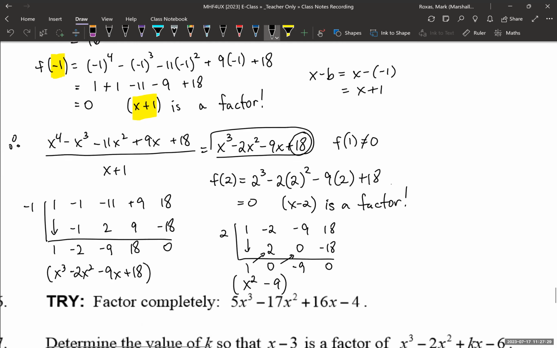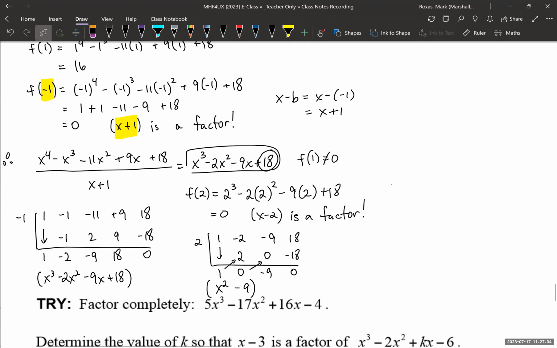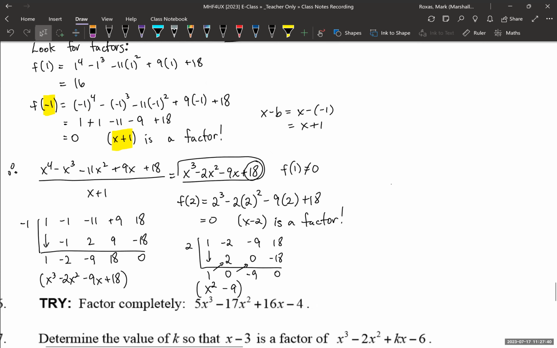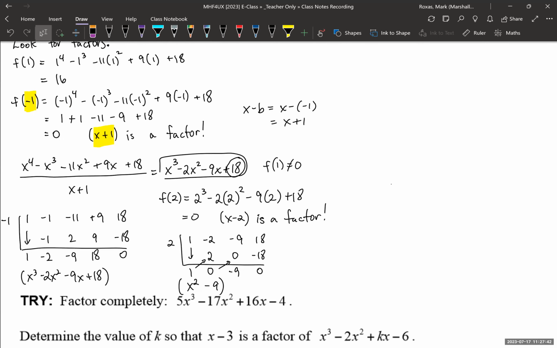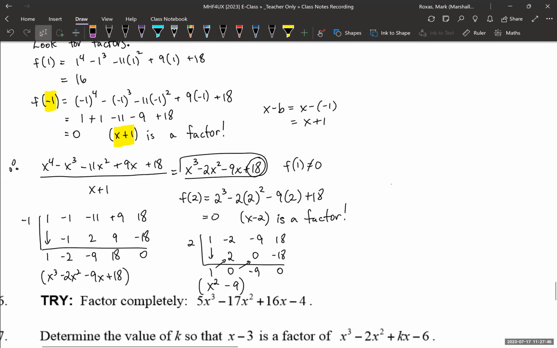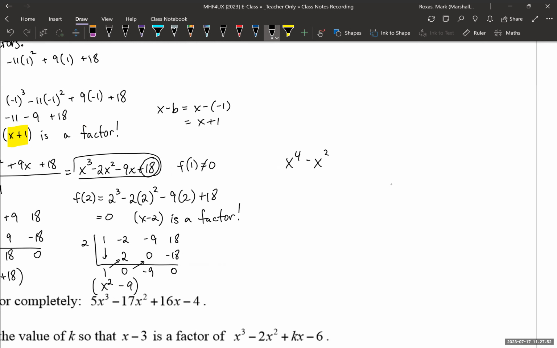Okay. A little bit messy here toward the end, my apologies, but you can see where we're doing nested synthetic divisions, a multi-layered problem here. Okay, so what now? We can start by going back to the original polynomial, x to the power 4 minus x cubed minus 11x squared plus 9x plus 18 equals, what are its factors?